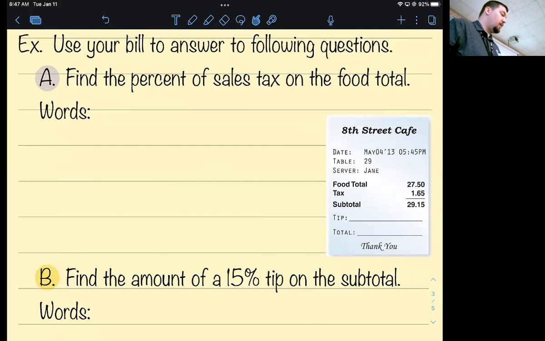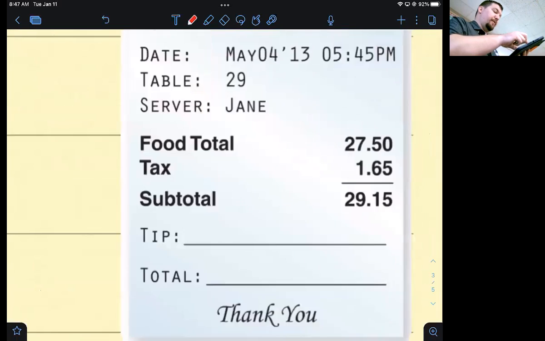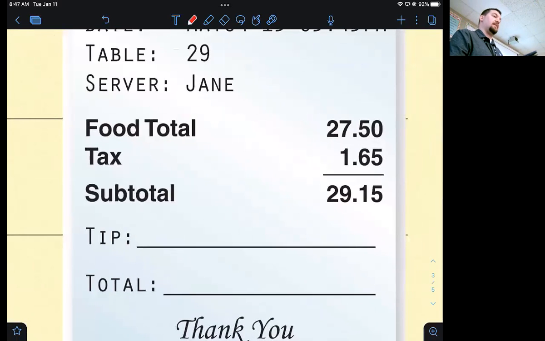So you can actually just copy them over. Okay? Let's look at this first one here. Use your bill to answer the following questions. Find the percent of sales tax on the food total. The food total is $27.50. The sales tax is $1.65. I need to know what percentage that tax is.